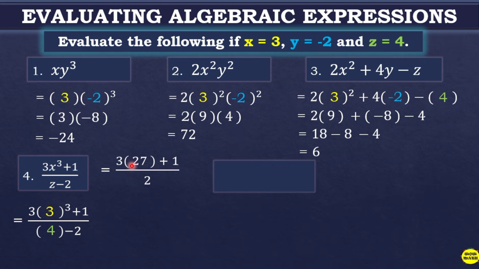Okay, and then 27 times 3, that is 81. 81 plus 1 over 2 na tayo. So, that is 82 divided by 2, and 82 divided by 2, that is 41.